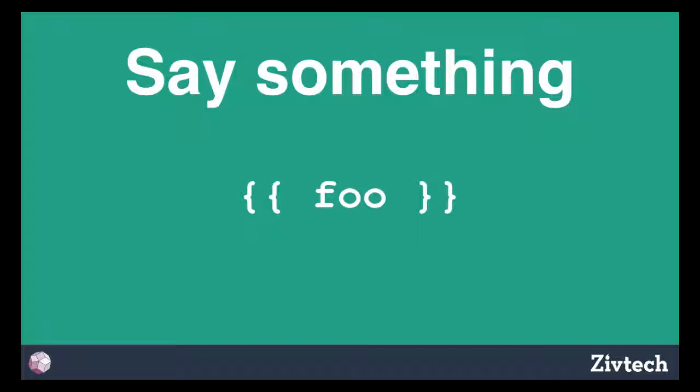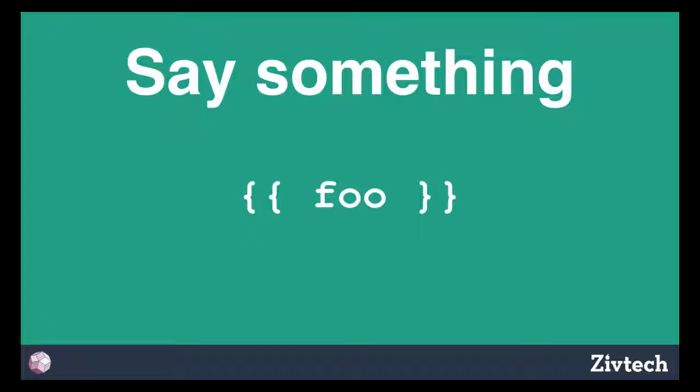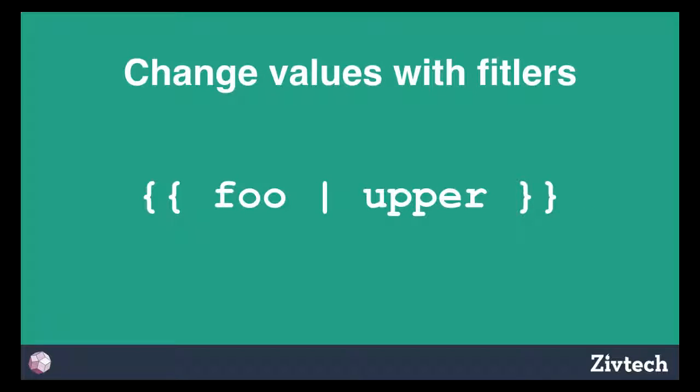Here, this is how you actually print out foo. So if we set foo to bar, and then had this line on the next line, that would print bar into our template, right? But in addition to just printing things, you can also change the values on their way through. So this would capitalize the first letter of bar, printing out bar capitalized.